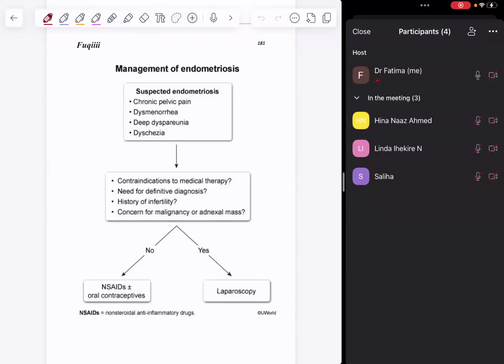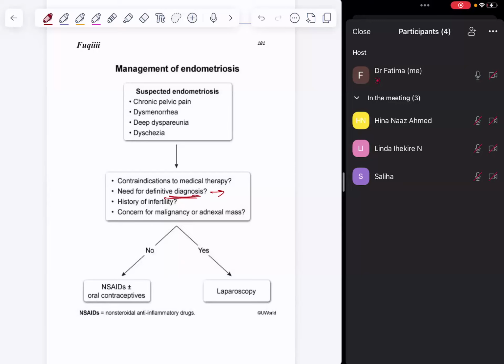For example, she is having infertility or we need to rule out cancer. Then you can ask, is there any concern for malignancy or adnexal mass? Then you can ask, does she have contraindications to hormonal therapy? For example, she can't take oral contraceptives due to clotting risk. Then you can ask, is she willing to try empiric or non-surgical therapy first?